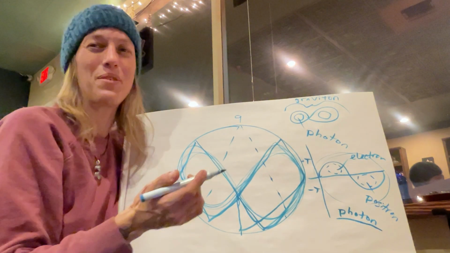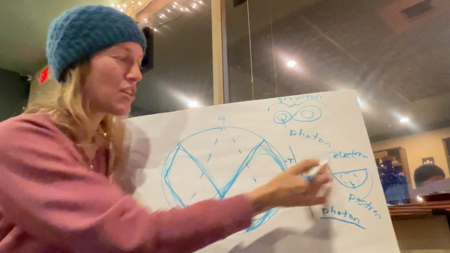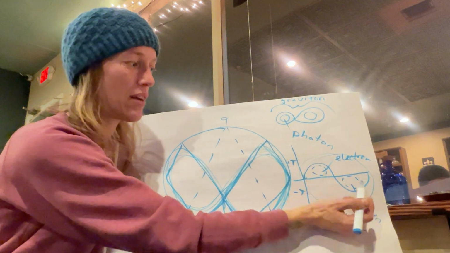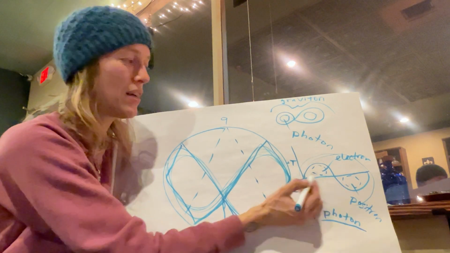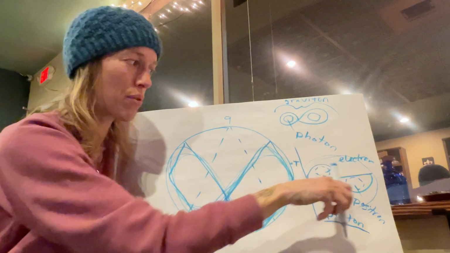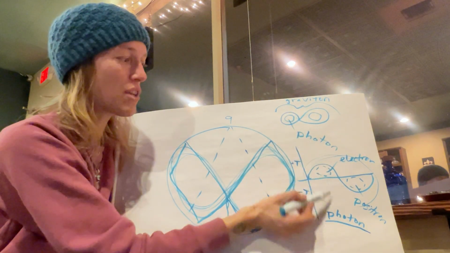We can wrap this up soon. I guess it's been 26 minutes already. So this is a photon, and this is actually a virtual electron, and this is a virtual positron, a negative charge moving forward in time and a negative charge moving backwards in time. So that's what a photon is.